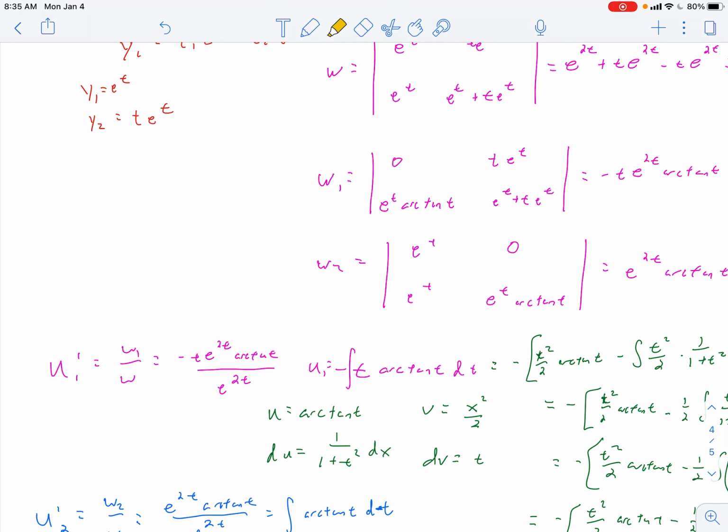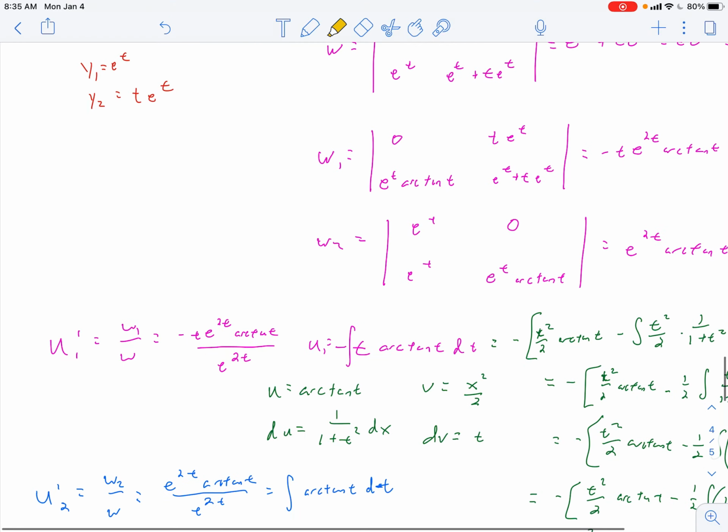Now we got to get to the integration. All right, we find out what our u sub 1 prime is. That's just our Wronskian sub 1 over our Wronskian. And this is what we get. Now, what we want to find is u sub 1. So we're going to integrate all of this. So I'm going to clean this up a little bit.